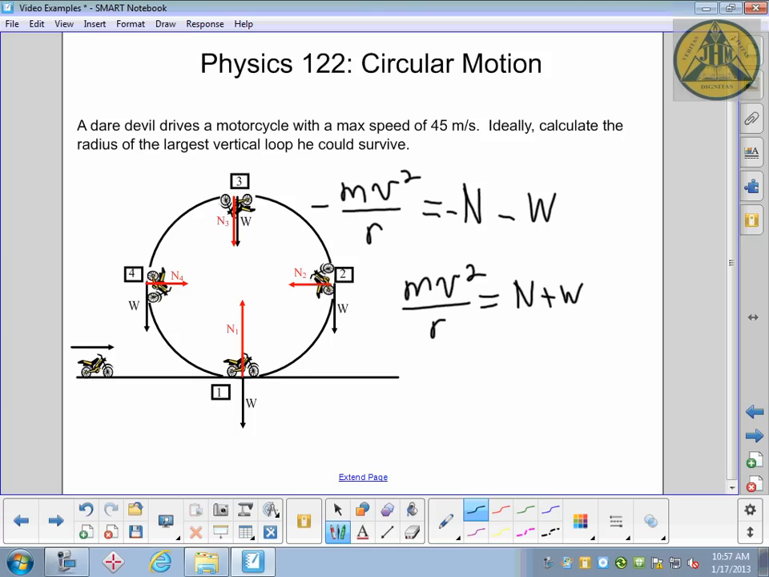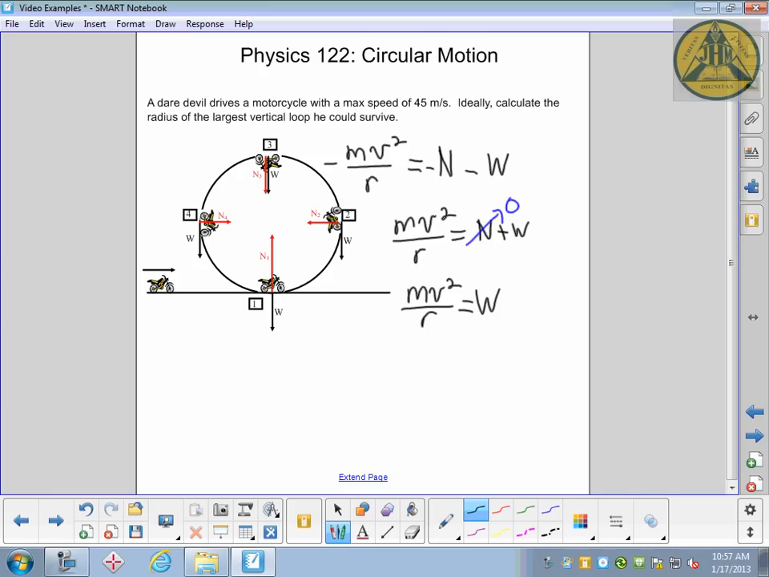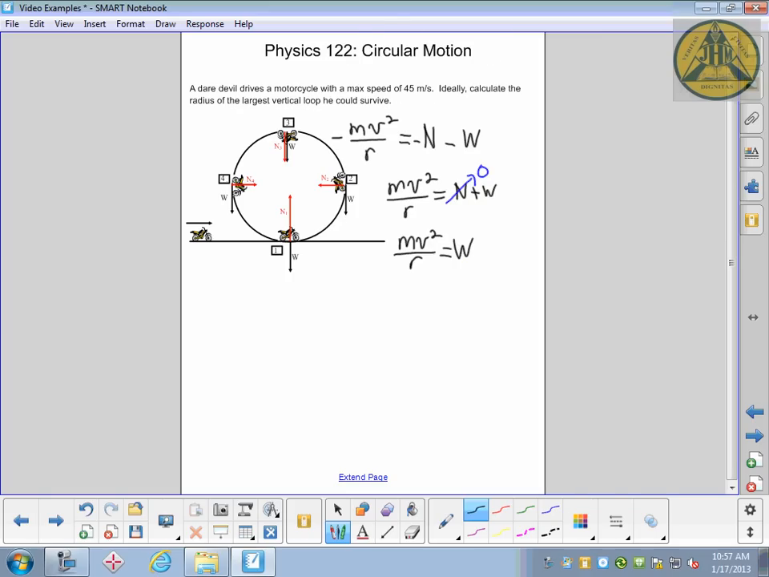Now, if it's the bare minimum speed to make it around the loop, the normal force instantaneously goes away and becomes zero. So this object, its centripetal force is provided entirely by its weight. So if this person isn't going fast enough, they're going to need a little help.